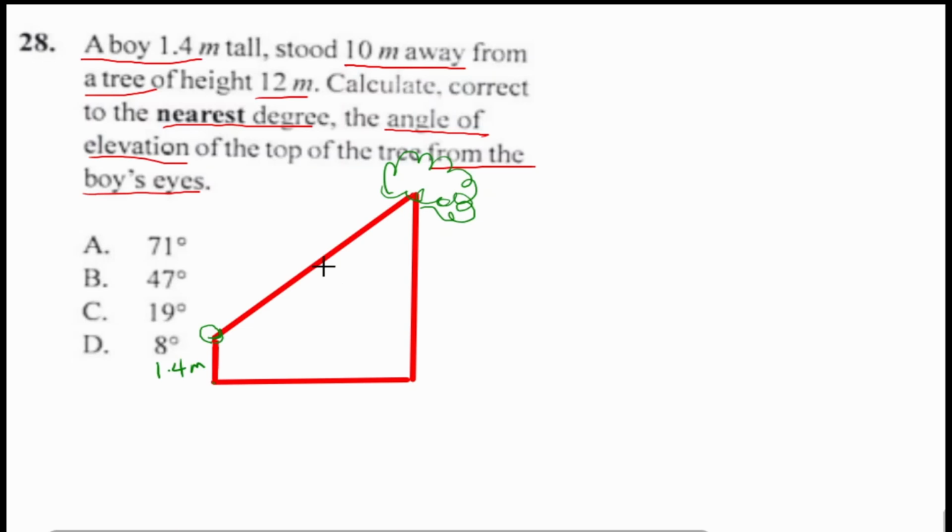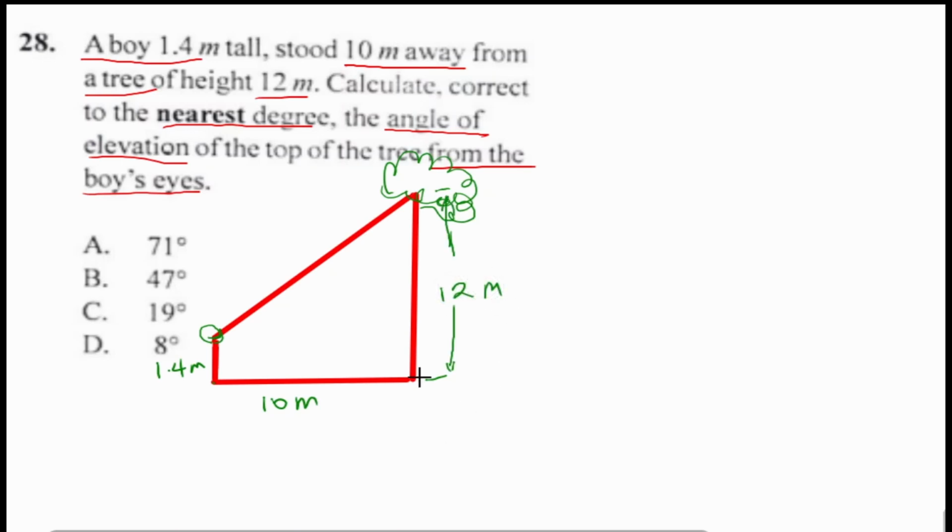Right. They said the boy stood 10 meters away from the tree. So if this is a tree and this is the boy, it means that the 10 meters will be here because the boy is 10 meters away from the tree. The height of the tree is 12 meters. So from the top here to this place is 12 meters.